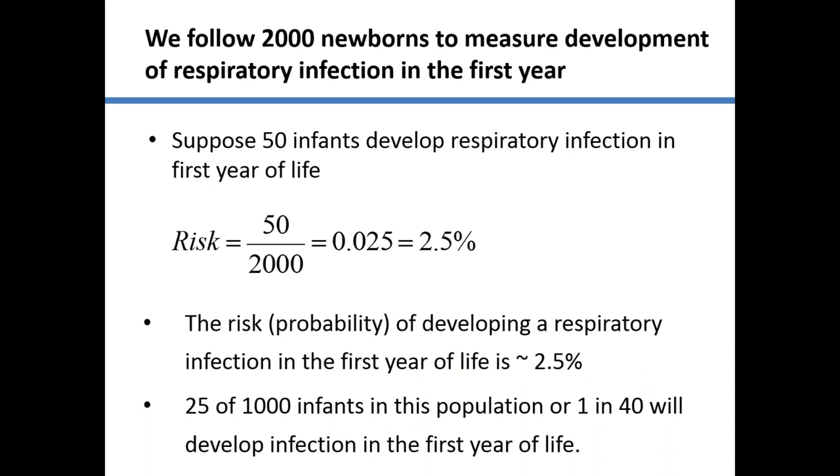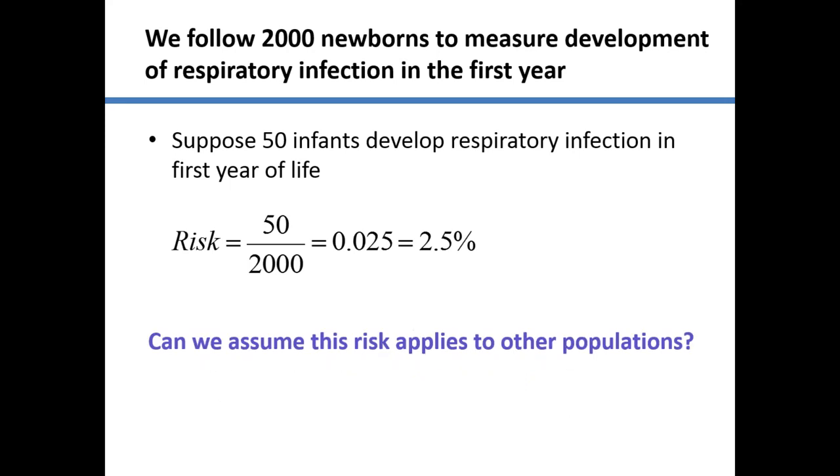Here's another example. Following 2,000 newborns, 50 get the outcome. The risk is 2.5%. 1 out of 40, or 2.5%. So this is something to look over later. It's the same example that I just gave you, but it's maybe a little more complicated, but not really.